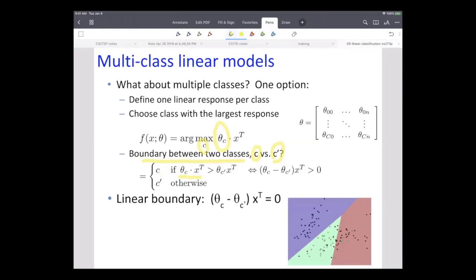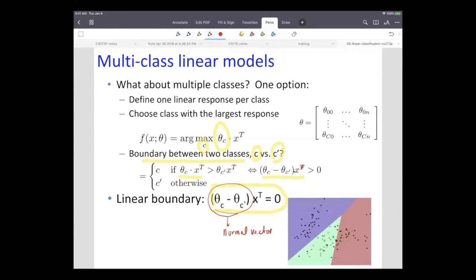As a result of that, the decision boundary between any two pairs of classes is going to be a linear decision boundary, because we look at the difference between these two scores. Essentially, what we look at is whether this theta c minus theta c prime dot x is positive or not. So we have a dot product between these two. As a result, you can see that the decision boundary will be linear, a plane with a normal vector. This is the normal vector of the plane.